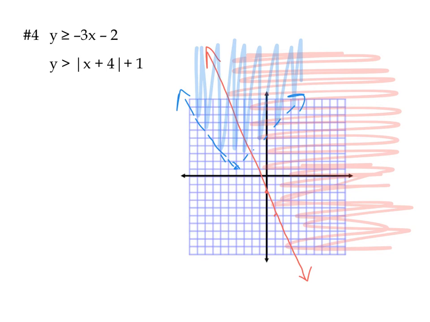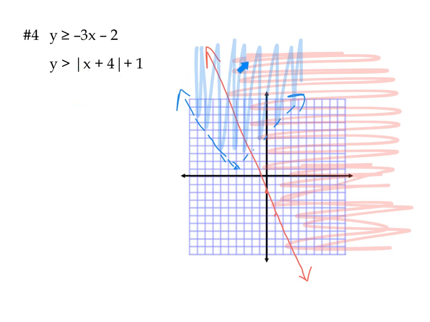Okay. And we can see there's shadings that overlap. Even though they're not both lines as the boundaries, one's the V shape for the absolute value, one's a linear inequality, we can still see there's shadings that overlap right in here. And so any point in here would be solutions for both inequalities.